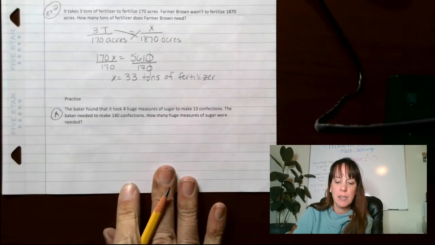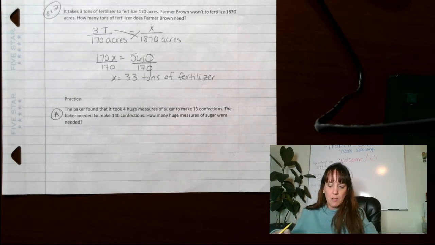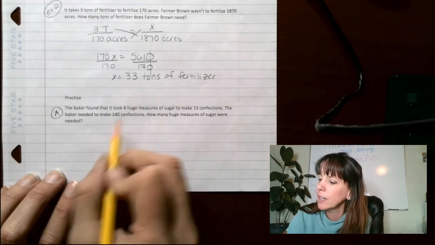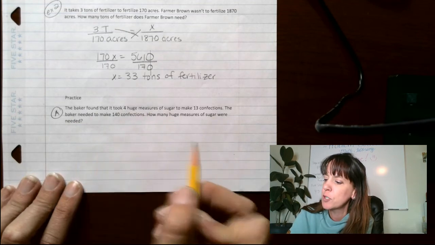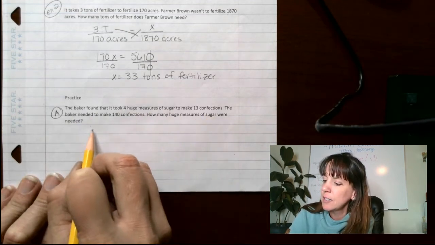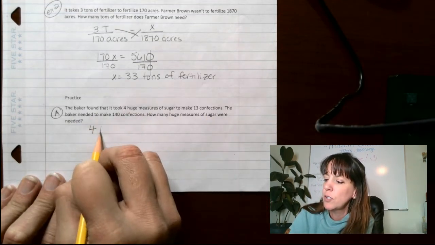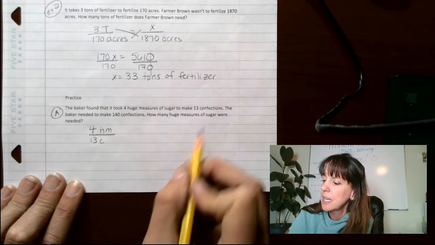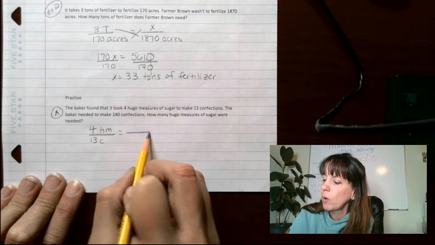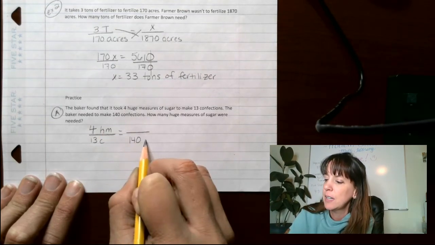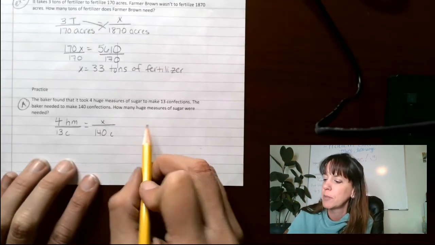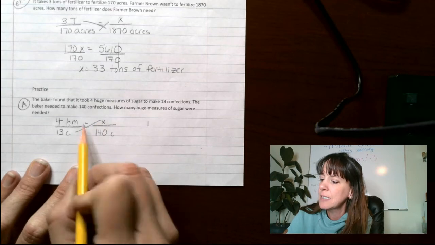All right, your turn. The practice problem is on page 238. It's right here as well. Pause the video, do it, come on back. All right, when you get here, Baker found it took 4 huge measures of sugar to make 13 confections. So 4 huge measures for 13 confections. The baker needed to make 140 confections. So I'm putting that down on the bottom. Here's our X. We're going to cross multiply. I'm running out of room here, so I'm going to do this times this equals this times this.